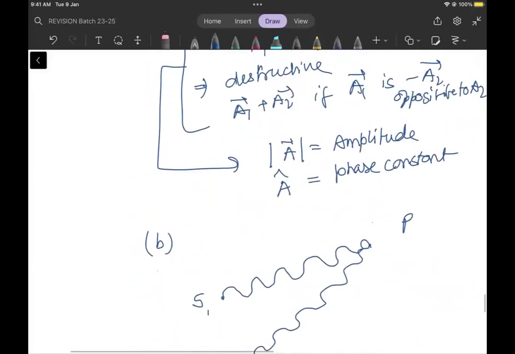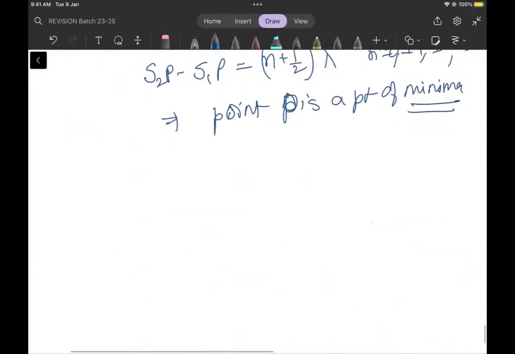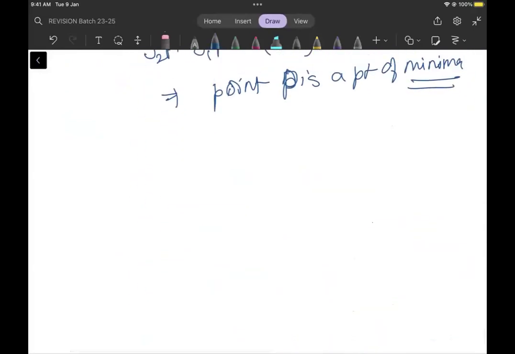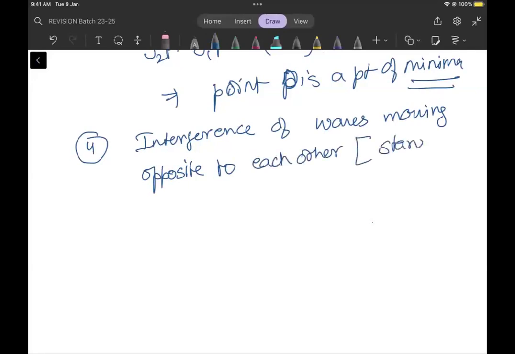So this is the third thing that you need to know. This happens to be valid for all waves. इसके बाद से fourth thing that you need to know. That is interference of waves moving opposite to each other. Right? This phenomena is called standing waves.